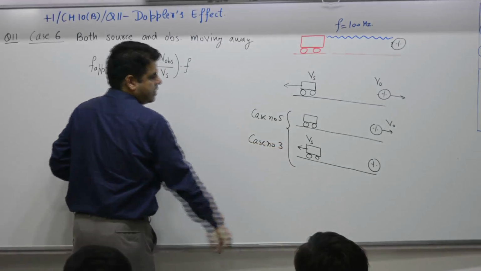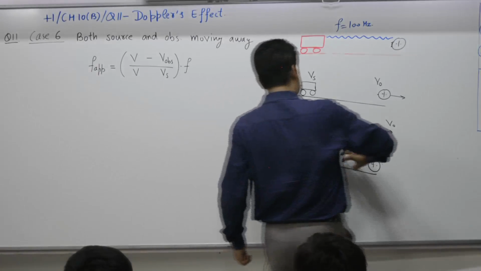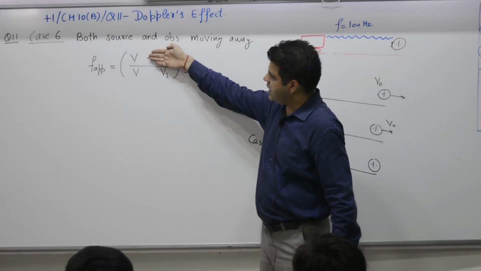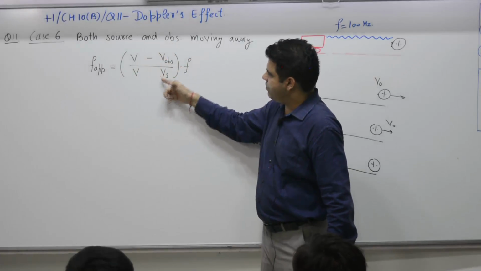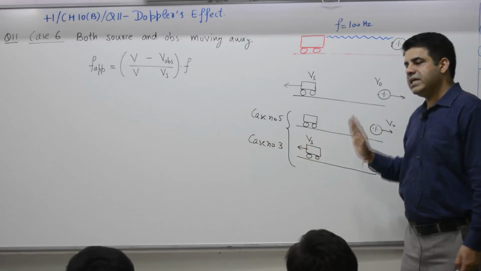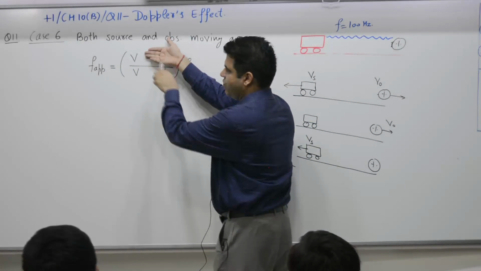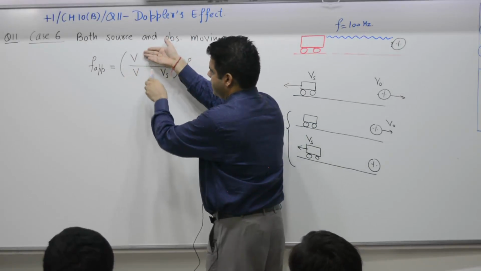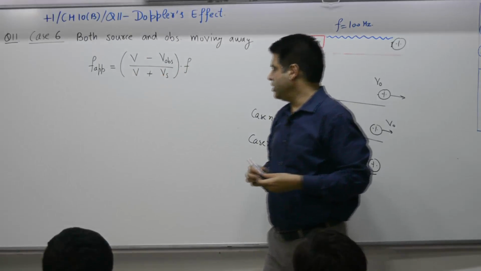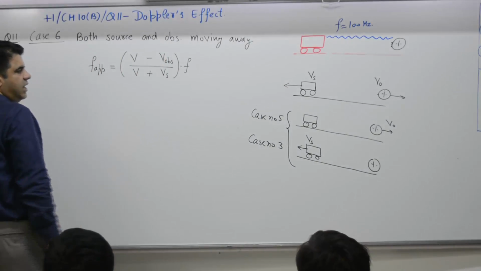Second part, in this case the observer is at rest. Forget about this part. Observer is at rest, source is moving away, so you need not worry about this part. Think of only V and Vs. It is moving away, so frequency will come out less than 1. If you want to make this part less than 1, this sign has to be plus. Denominator value has to be more than the numerator. So it is a combination of case number 5 and case number 3.